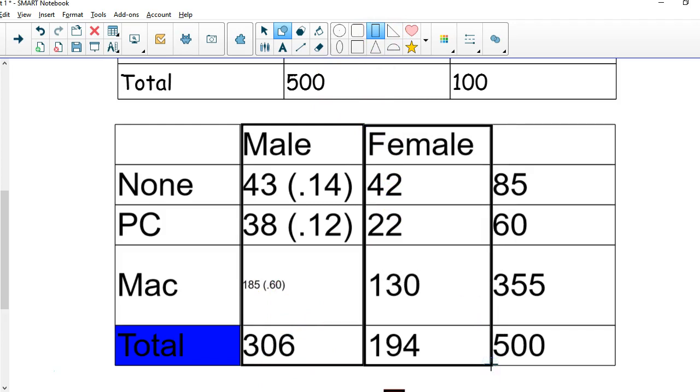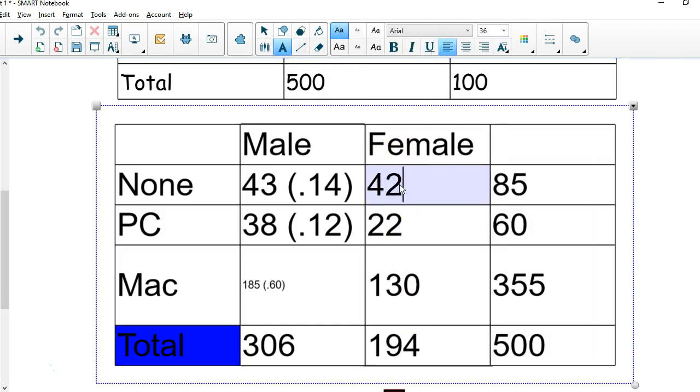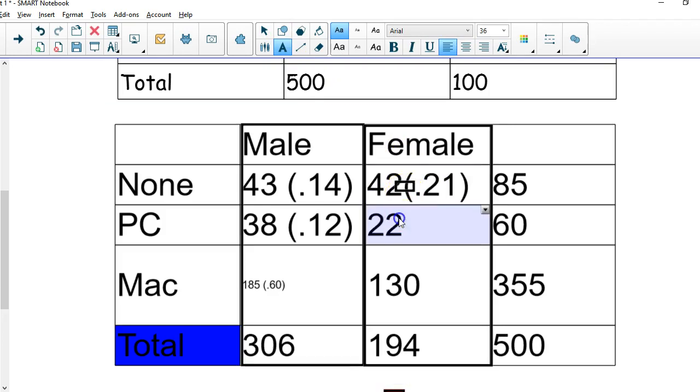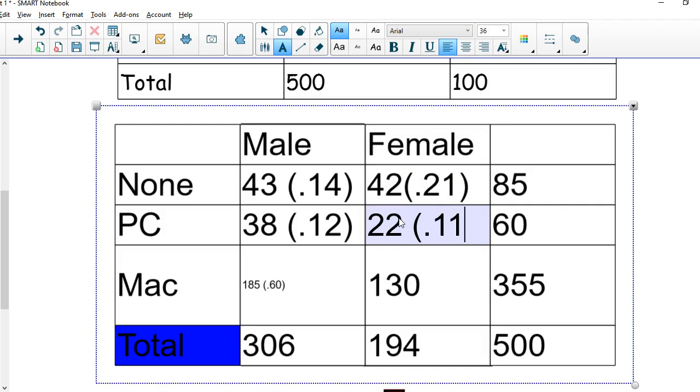Okay, so now again, I'm looking at the conditional distribution of what kind of computer people own for just females only. You can imagine I have all the females' names in a hat. There's 194 names I pull out. 42 of them own nothing. 22 own a PC. 130 own a Mac. We get these percentages, and I calculated this quickly. So I got about 21%. Here I got about 11%. And then here it was approximately 67%.